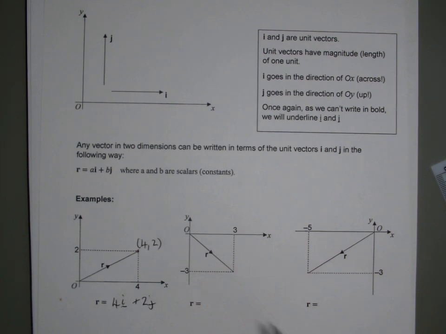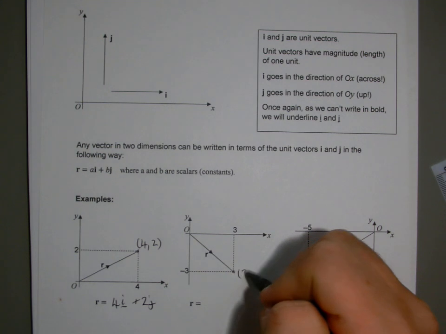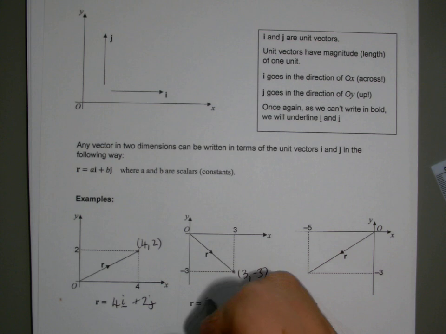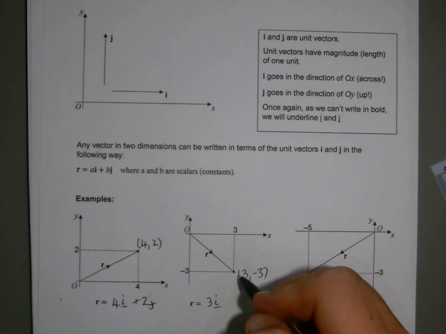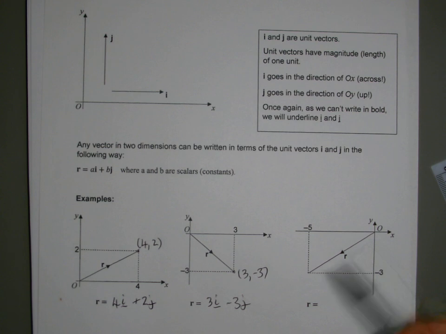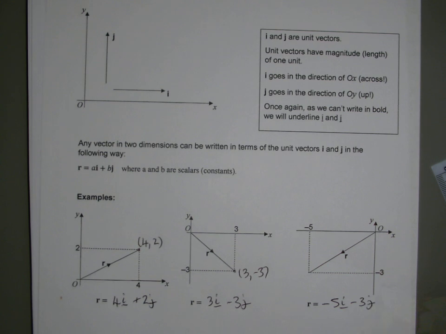Because j represents a length of 1, the unit vector in the y direction, it'll be plus 2j. Similarly, the coordinate of this point will be 3, minus 3. So that means you're going across 3, so 3i, and then you're going down 3, so minus 3j. And likewise, this one here, the vector r, we're going back 5 and down 3, so minus 5i minus 3j.